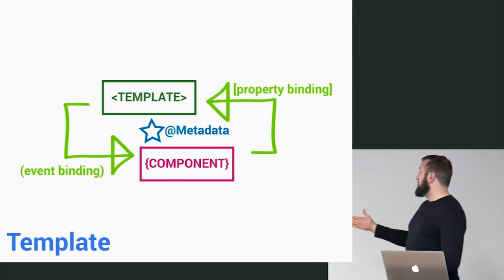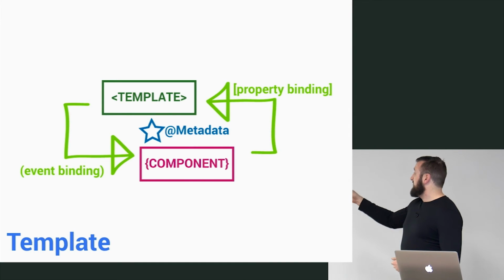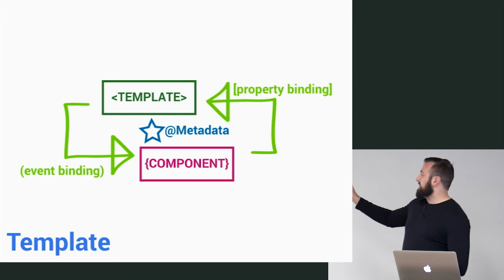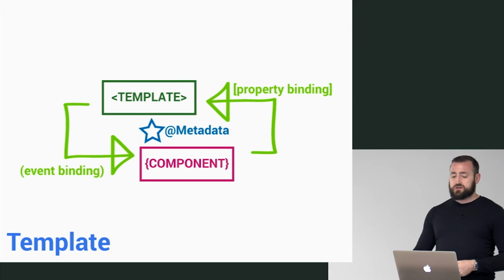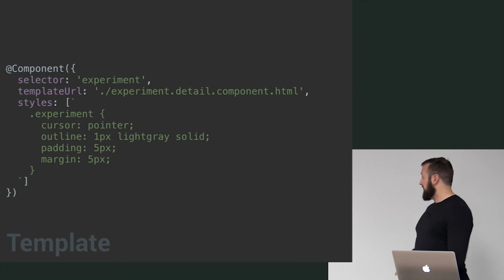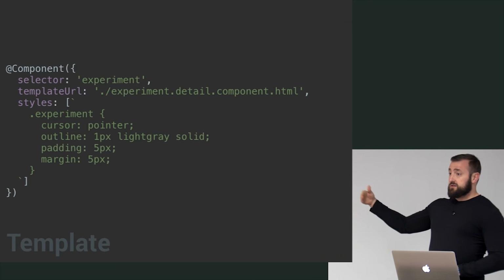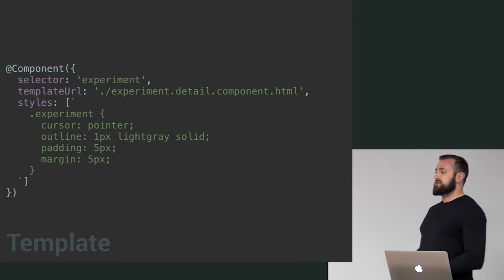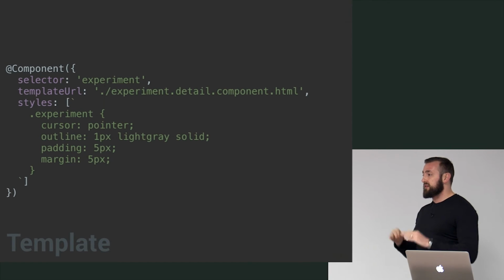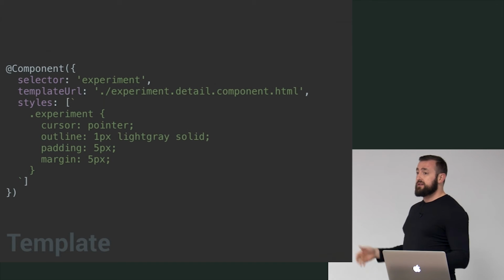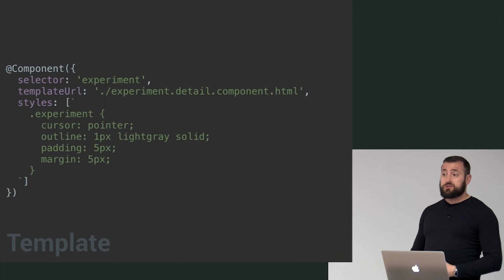And so again, you have the template, the metadata, the component, and then we have property bindings that bind properties from the component to the template, and then the template can bind to events and pass those into the component. Here is another example of some metadata. You can put styles in here inline. So the styles we've defined here are now specific to the experiment component. So it's been encapsulated. Or you can say, I would prefer not to have that and actually have this be applied across the board. You can set view encapsulation to none.